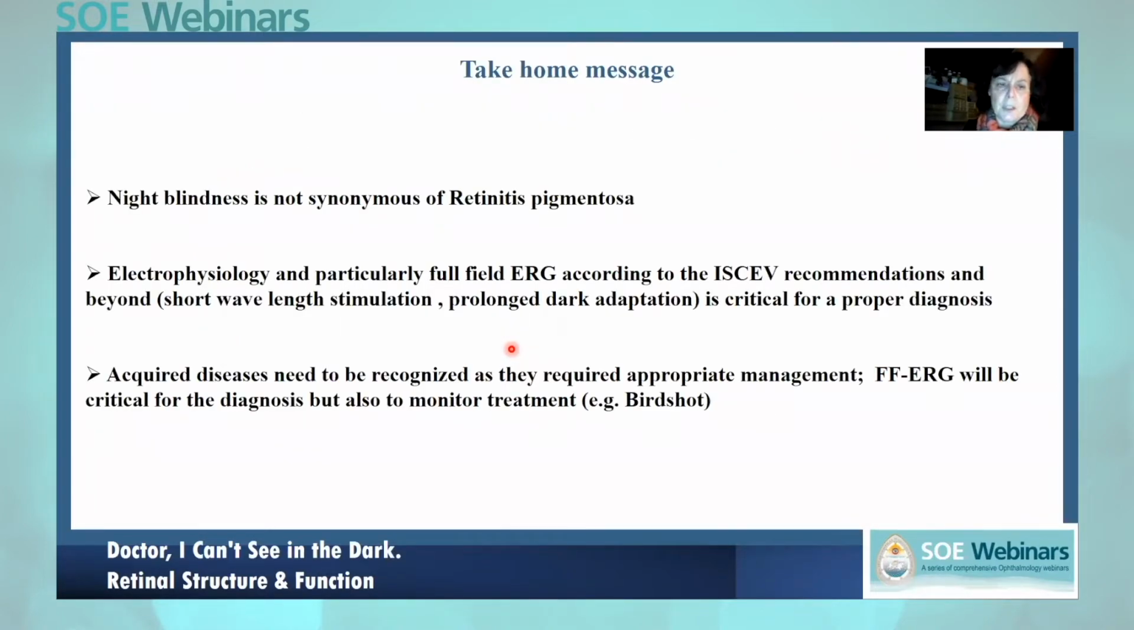So the take-home message, as you see, there are a lot of causes of night blindness, and they are not all synonymous with retinitis pigmentosa. Full-field ERG is very instrumental. It will document the dysfunction and also refine the diagnosis. Acquired disease may be recognized as well, and they can also be monitored by performing repeated full-field ERG, especially in the management of Birdshot chorioretinopathy. And I want to thank you for your attention.